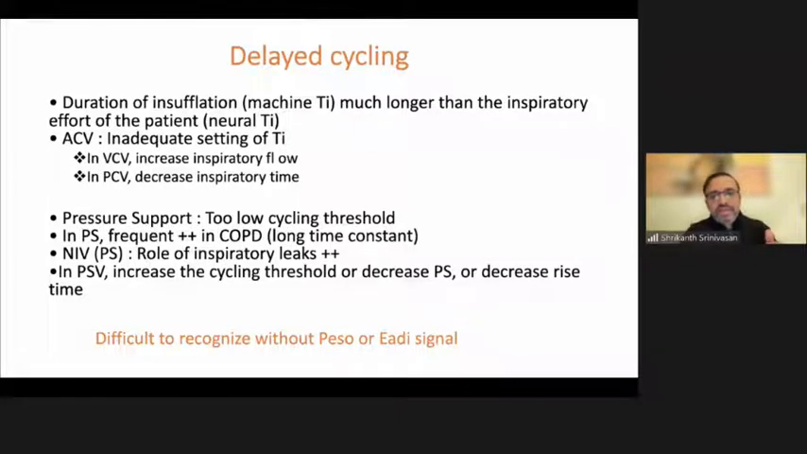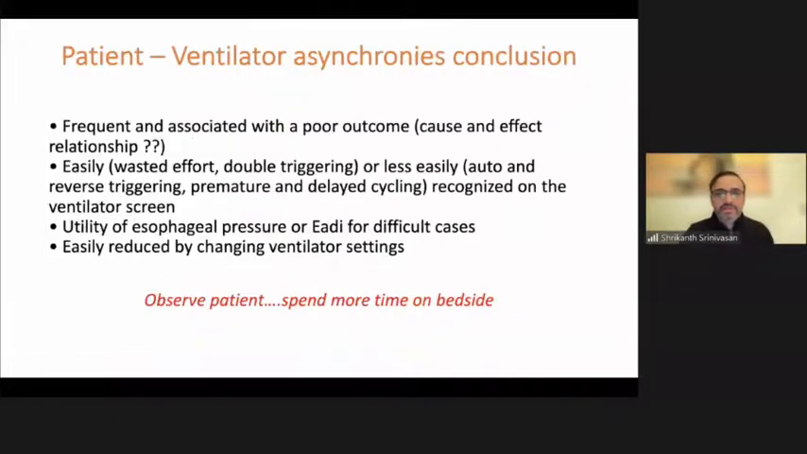Right? So we increase the cycling threshold or reduce the pressure support, because excessive pressure support in a patient with COPD will lead to excessive tidal volume. The more the tidal volume, the more time it requires for the breath to come out, because there is expiratory flow limitation. So avoid giving too high a pressure support, increase the cycling threshold or decrease the rise time so that at least the expiratory time is adequate. This is also sometimes difficult to recognize without an esophageal or a NAVA catheter in place.